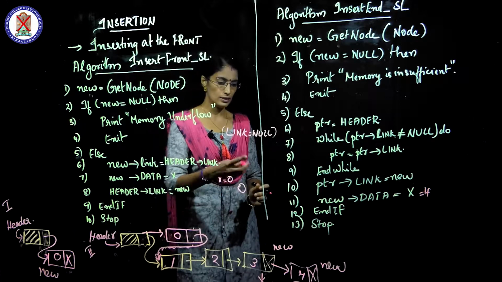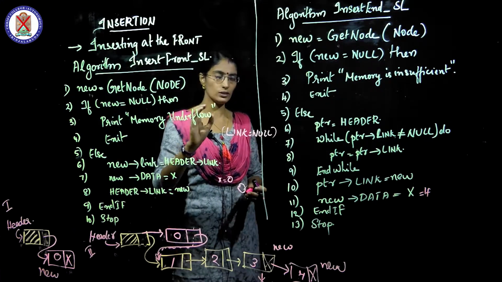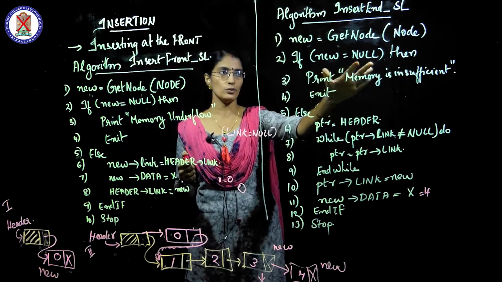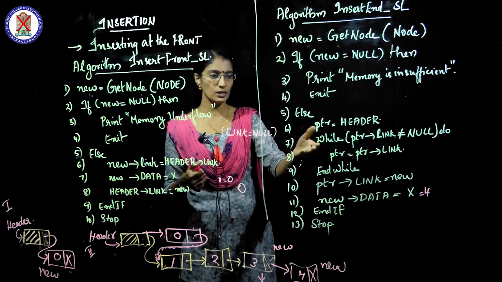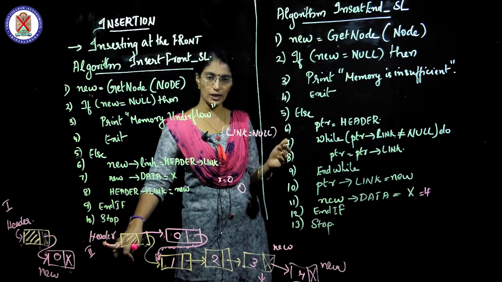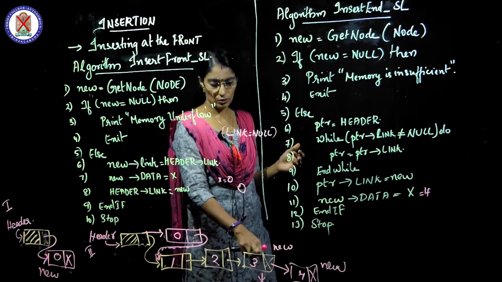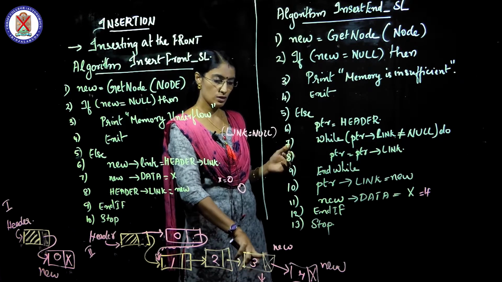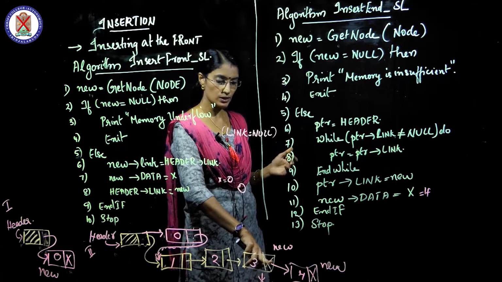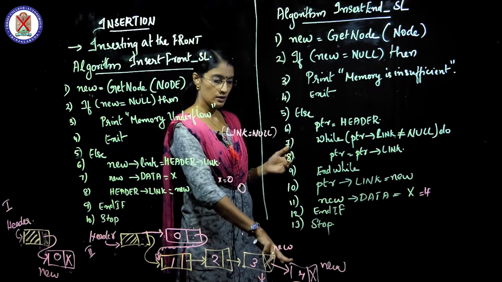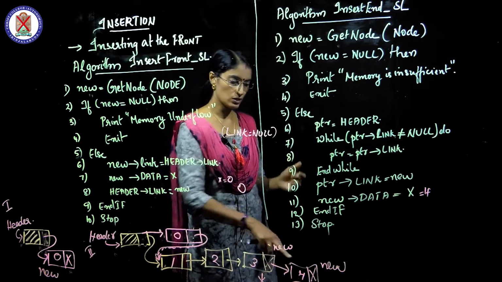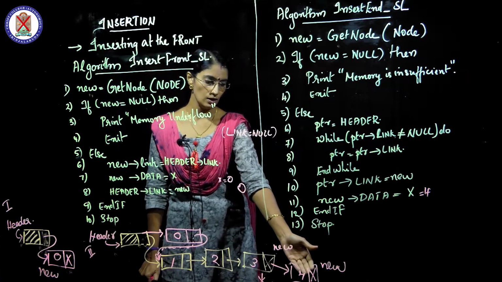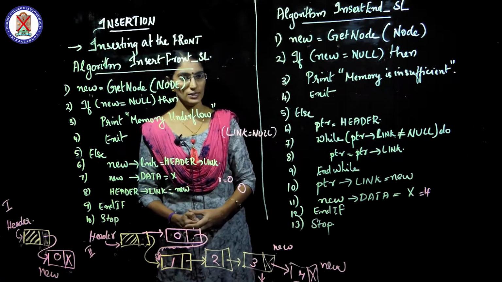And so, a little revision. You have to get a new node using the get node algorithm. If new is not equal to null, you go for the insertion part. In the insertion, starting from the header, you traverse through all the nodes in the linked list until you reach the last. When you reach the last, let that node be PTR, and its link part is given the value of new. The connection is established here. The data part of new is given the needed value, and you put the link part as null. Then the insertion at the end is completed here.